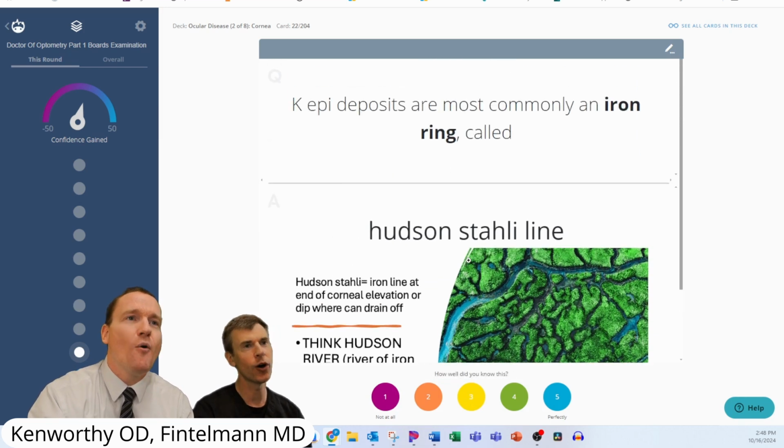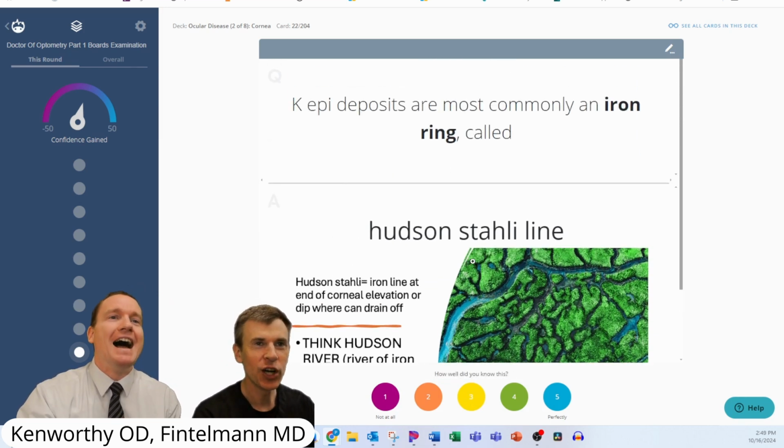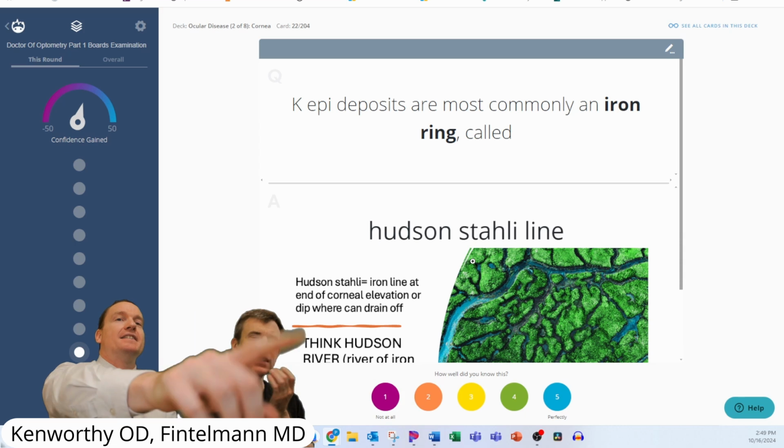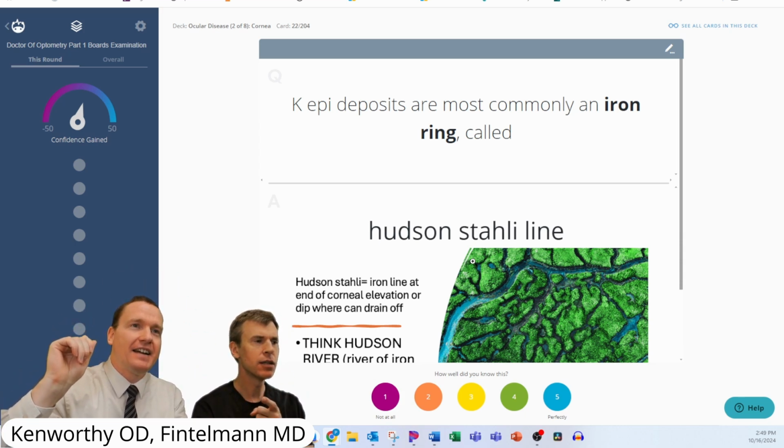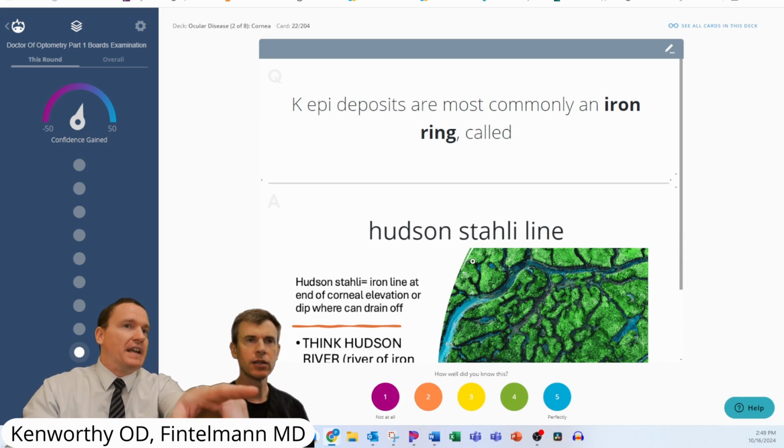Wait a minute. Common? No, I disagree. Epithelial deposits, and I don't think it's in the... No, it is in the epithelium. But Hudson-Stahli is not a ring. No, it says a line. It's a line. Yes.